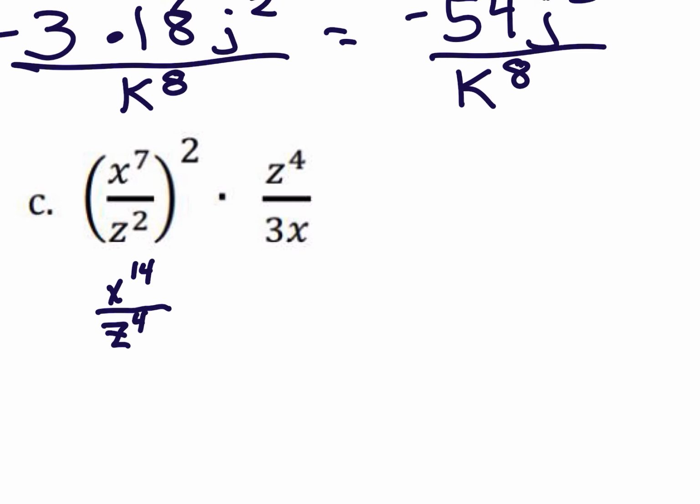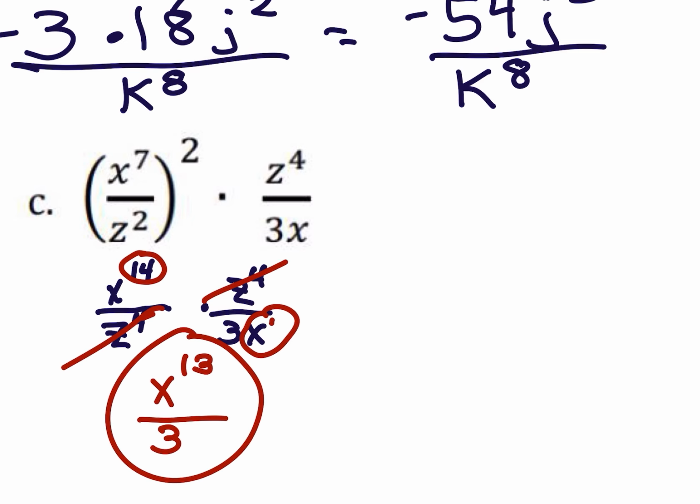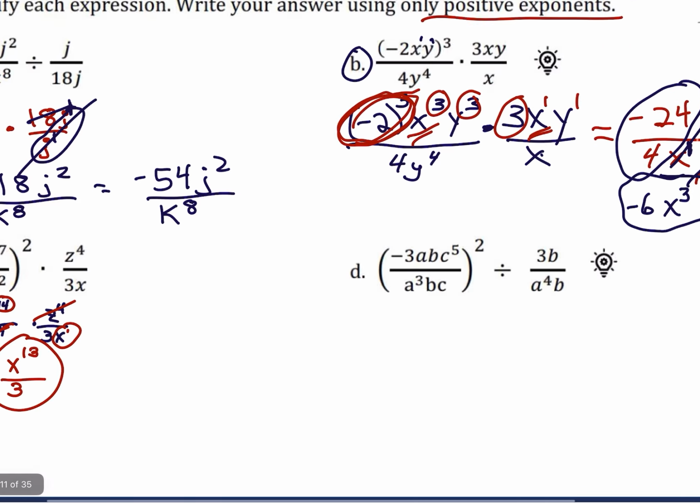So now that we have that, we're going to take the z to the fourth over the 3x, and we're multiplying. Okay, so at this point, what's really nice is the z to the fourth right here and this z to the fourth will cancel and just give us 1. So all we have to do now is think of x to the 14th over x. Even though it's not written, we know there's a 1 there. So we subtract those exponents and we get x to the 13th over 3. And we're done. That's our final answer. All right, let's go to problem D.